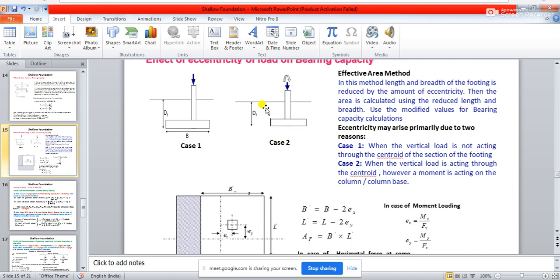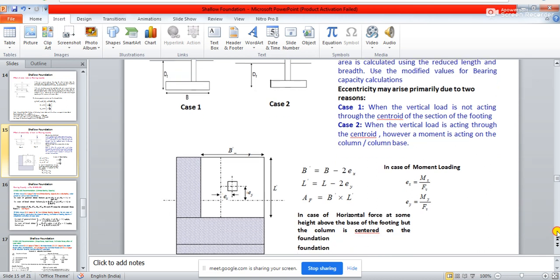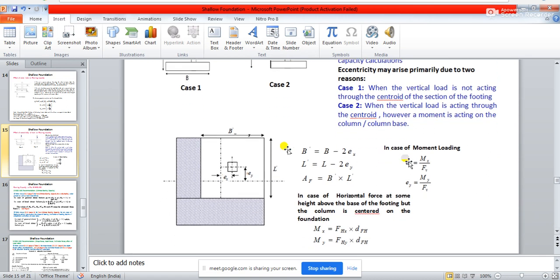So, in the ultimate bearing capacity, if those effects are being considered, after that all other values will take care of those effects. All other values means ultimate bearing capacity, then net ultimate bearing capacity, then safe bearing capacity, net safe bearing capacity, all those values will take care of the effect of eccentricity. Okay? Now you see, what is actually being done here?